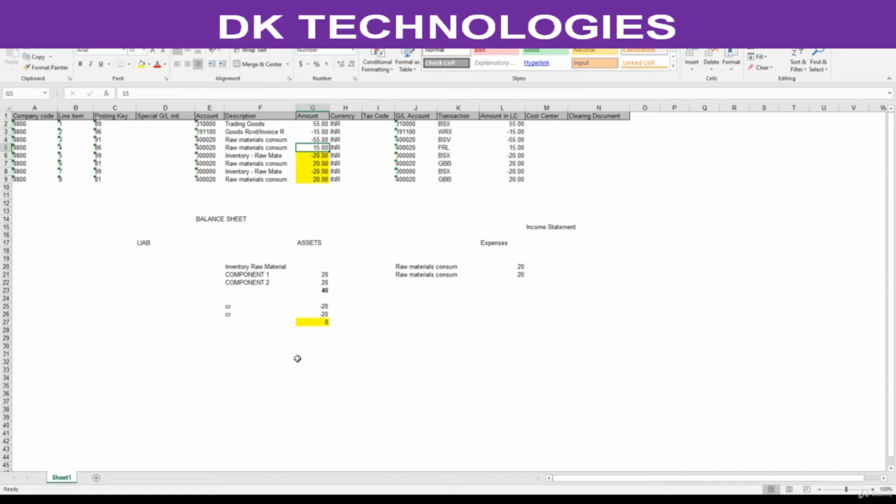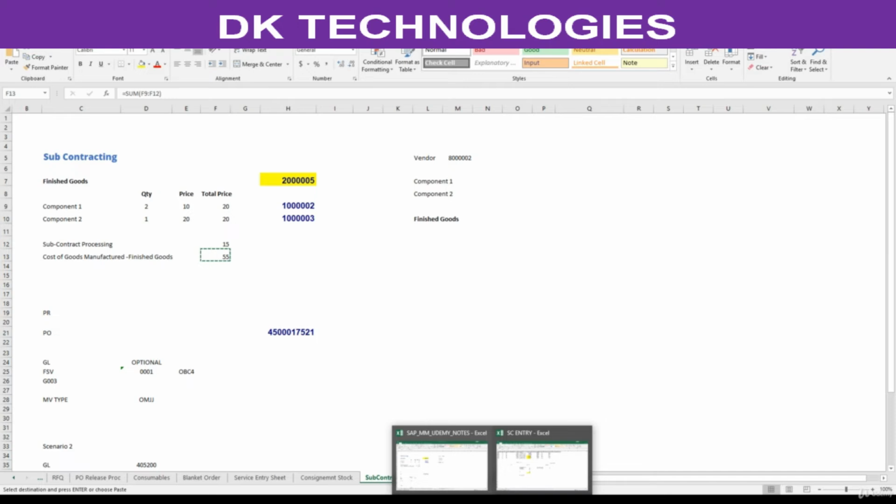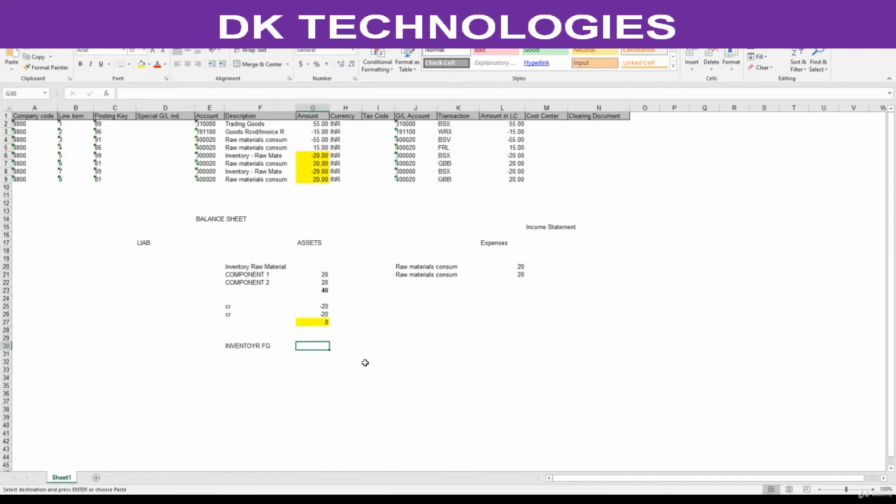When you receive the final product, here inventory FG will be debit. It is increasing here because we are receiving. What is the value of the final product? The value of my final product is 55. I am receiving this. So I am going to receive this. Here 55. This is an increase.